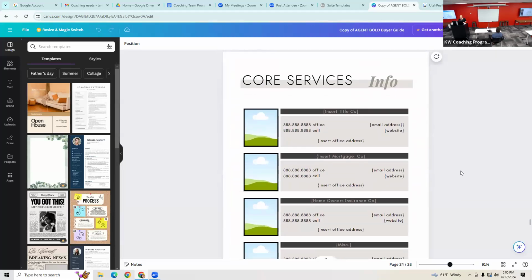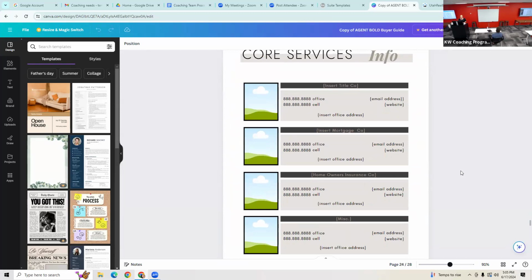Core services. A lot of this is where we're going to put in here. You can see title company, mortgage company, homeowners insurance, miscellaneous. I always think it's a good idea to put a couple mortgage companies in here, along with a title company and an insurance person. You guys can choose these.